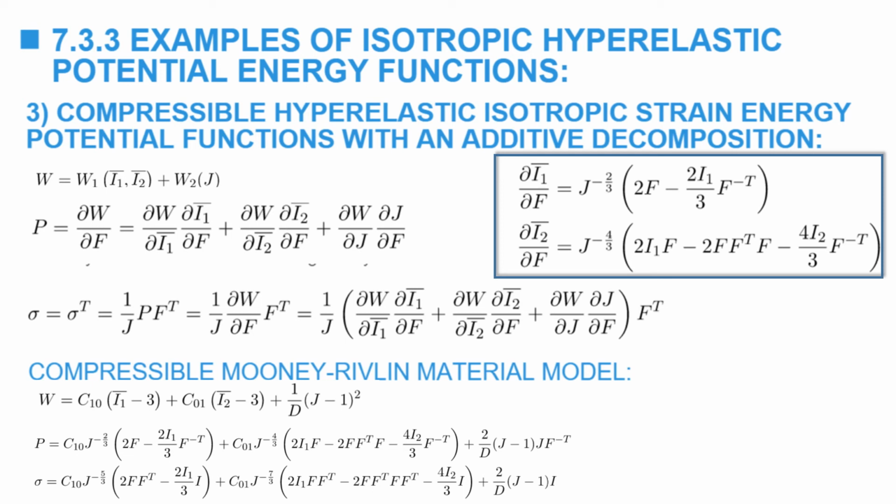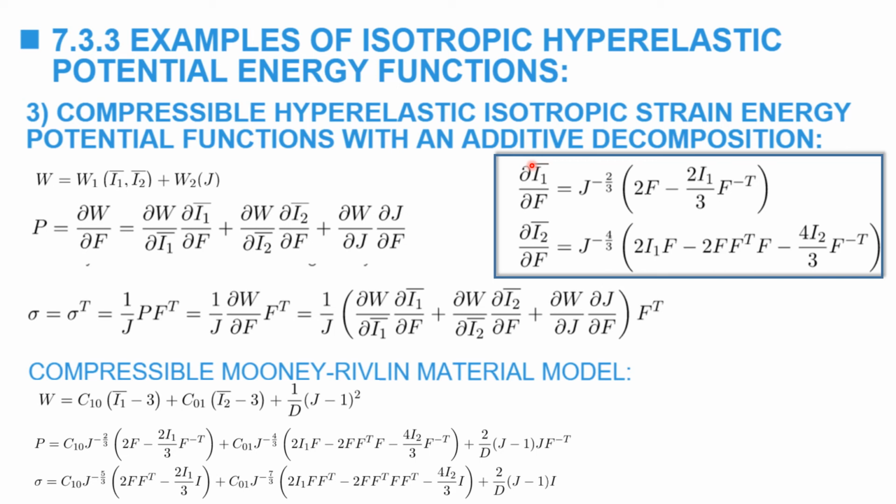In this slide, I'm going to go through or present the main forms that exist in the commercial software Abaqus. These are given in terms of I1 bar, I2 bar as indicated before. So the energy is given as a function of I1 bar, I2 bar, and of another component that's a function of J, where J is the determinant of F.